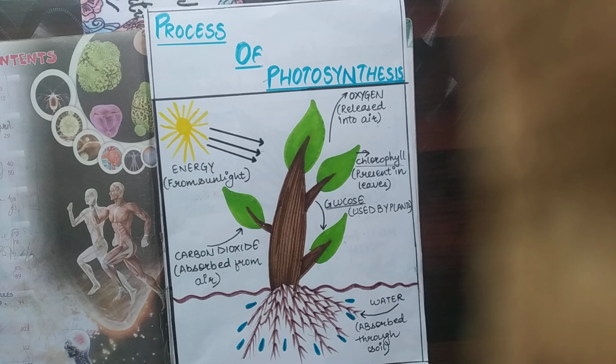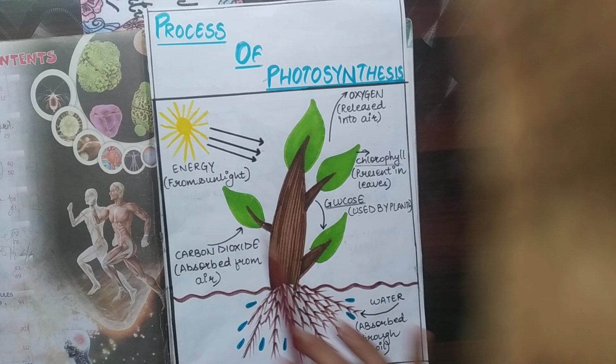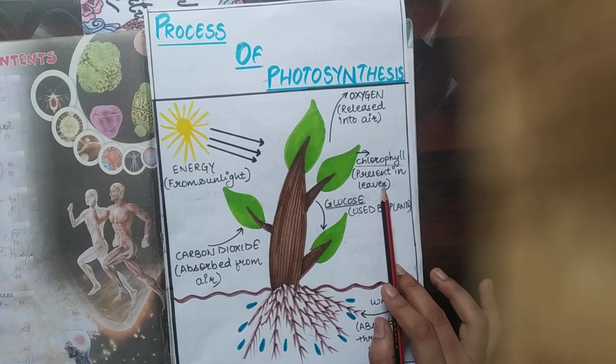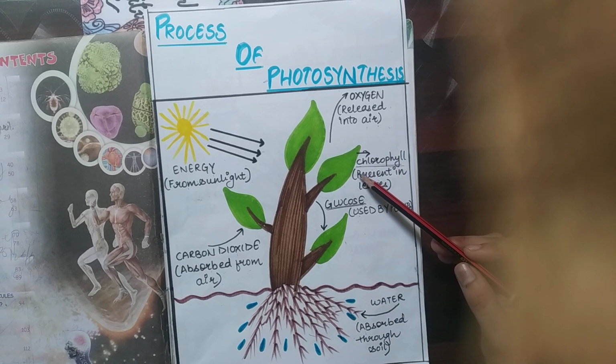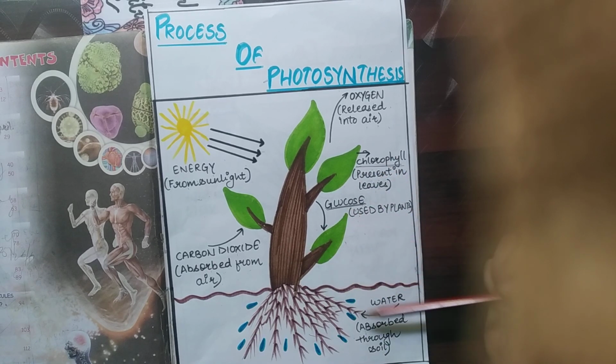So all of you, as you know, in the process of photosynthesis, plants need carbon dioxide, energy, water, and the most important thing is chlorophyll. Chlorophyll is the green substance present in the leaves, which helps in the process of photosynthesis. Plants make food in the leaves with the help of carbon dioxide and water. The green color in the leaf is called chlorophyll.